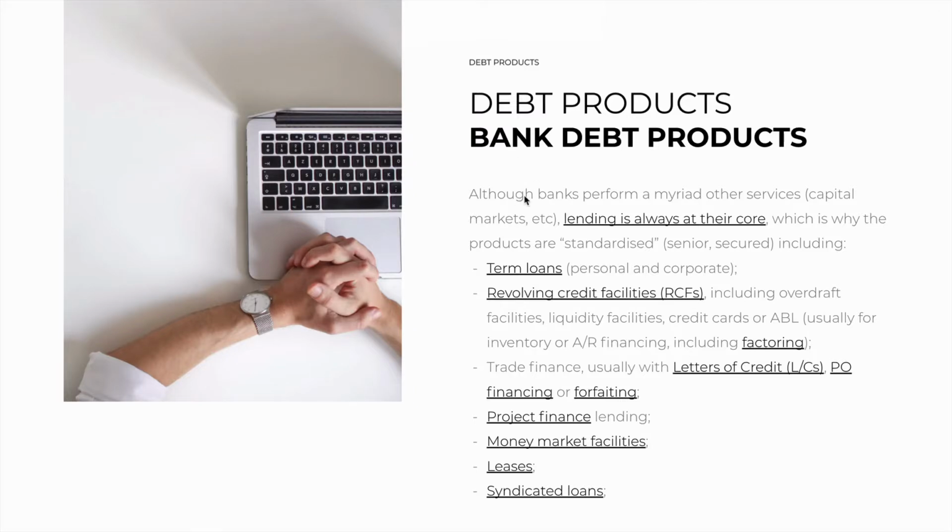Let's take a look at all the different types of bank debt. And I warn you, there's a couple of them. Although banks may provide a myriad of other services, including trading, broking, underwriting, and so on, in capital markets, for example, lending is always at their core, taking deposits and turning them into loans. And for this reason, debt products are usually standardized. They are usually senior debt, which is secured with some collateral.